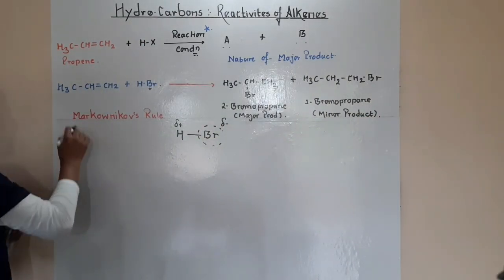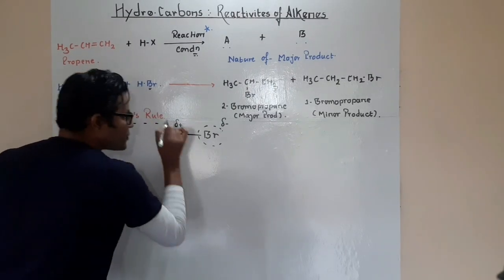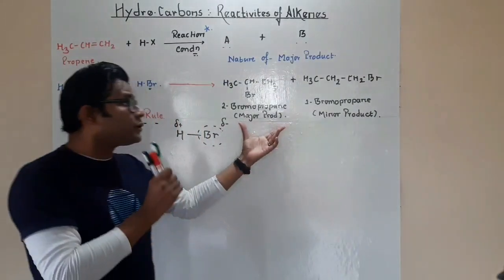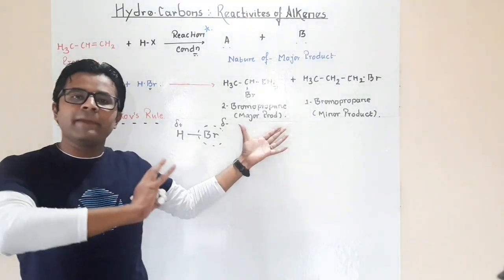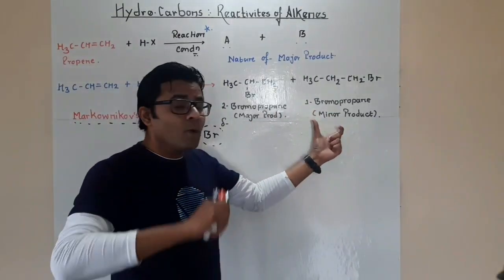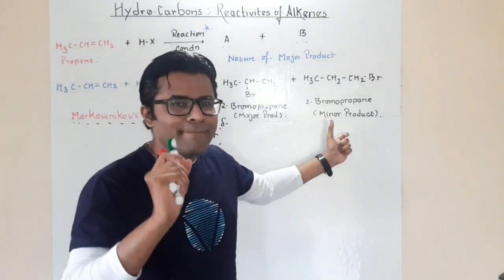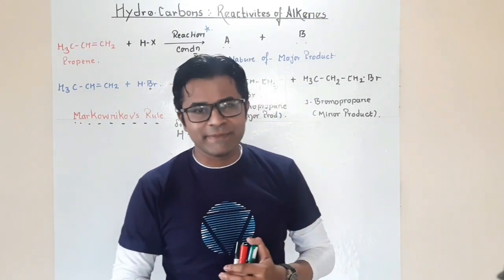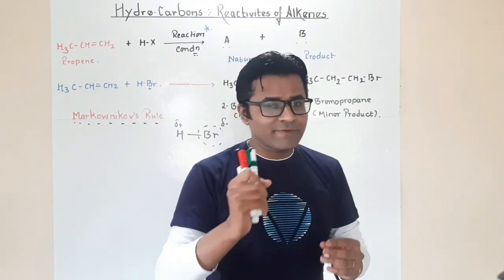Now, we have gone through Markovnikov's rule. Let's try to understand why we got these two types of products, why especially 2-bromopropane became the major product, and why 1-bromopropane became the minor one. We need to understand this with the help of the mechanism, so let's wait for the mechanism.